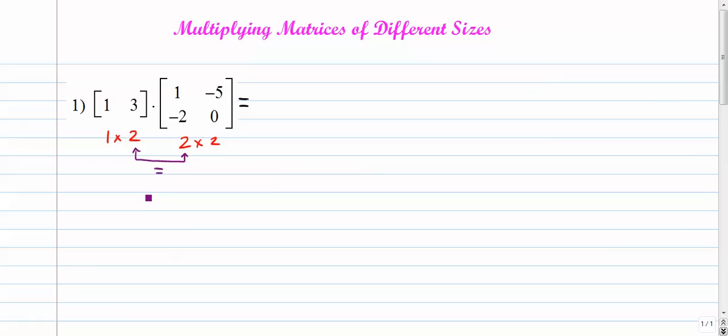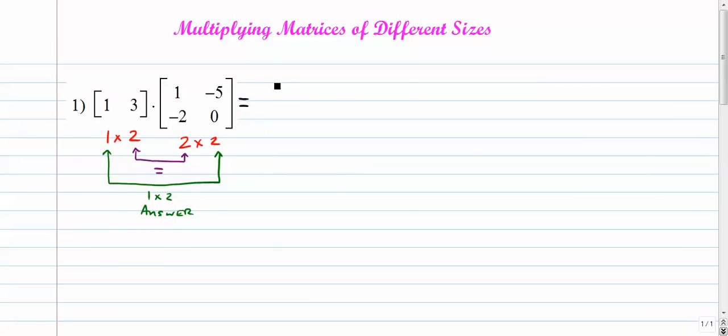If they are not the same, just write undefined. You can't do it. If they are the same, then you're able to multiply them, and your answer is going to be a 1 by 2 matrix. So the purple numbers need to be the same, and if they are, then your answer matrix is going to be a 1 by 2. That'll be your product.